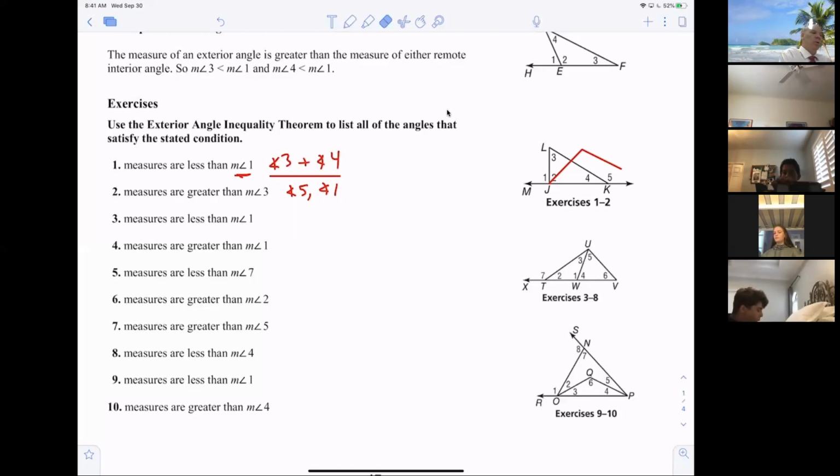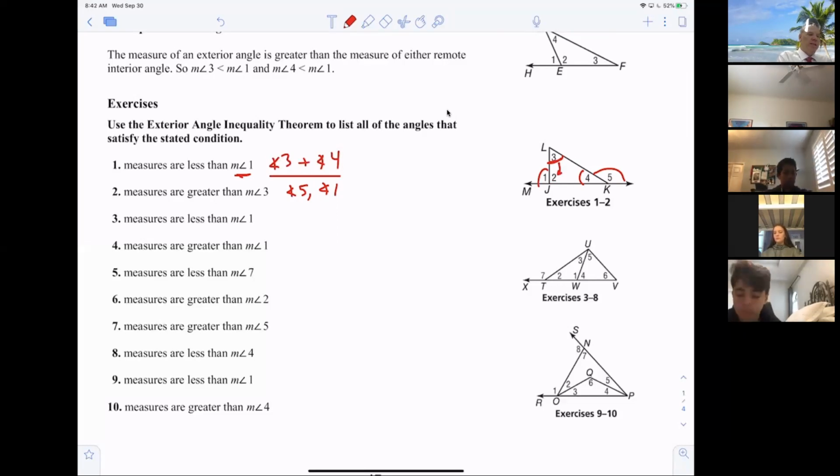So let me say this one more time. Angle 3 is a remote interior for angle 5. Do you agree? Angle 5 for sure is greater than angle 3. Angle 3 and angle 4 are remote to angle 1. Therefore, angle 1 is greater than angle 3. I'm agreeing, guys, that 2 looks bigger than 3. But there's no rule that says for adjacent angles, 1 is always greater. I hope I'm clear. All right, let's try 3.